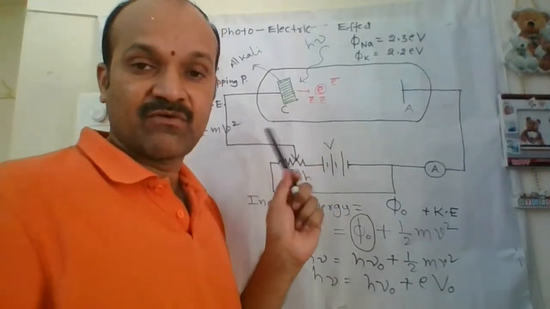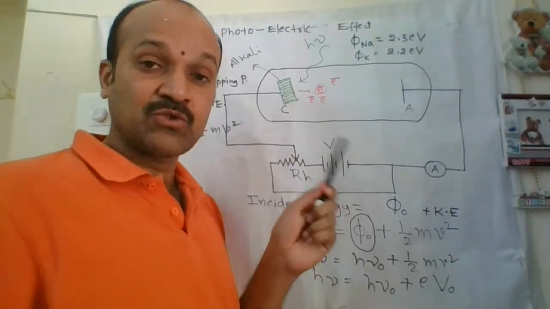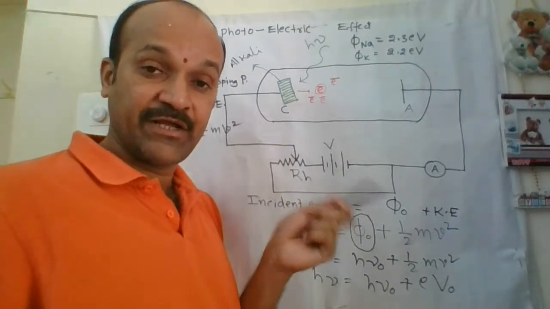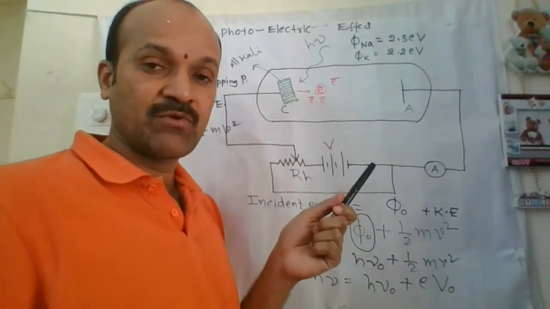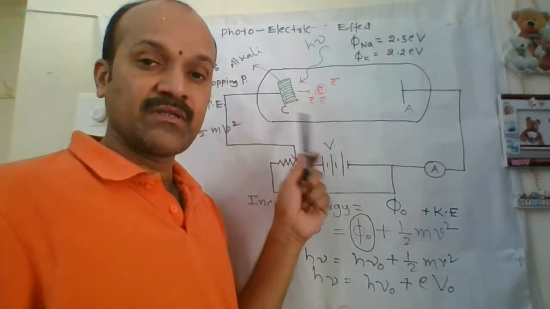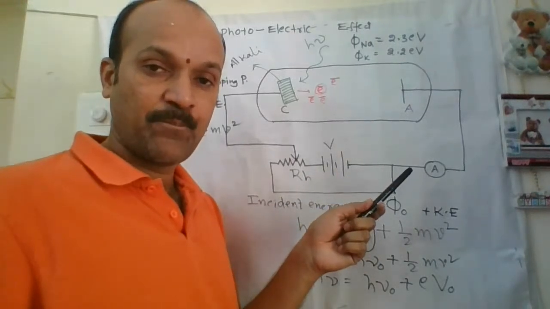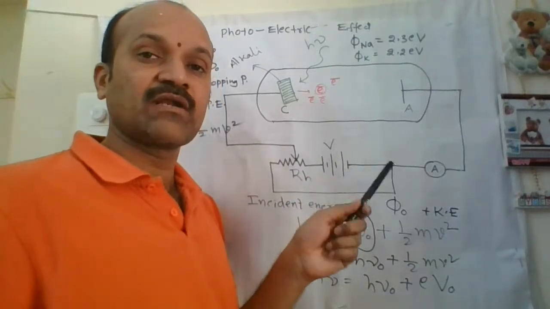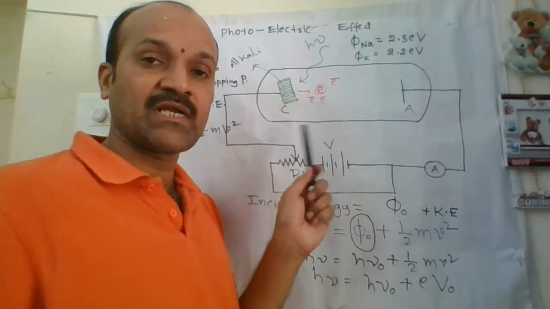The photoelectric effect: what is the phenomenon? The phenomenon in which radiation of suitable frequency, in the visible or UV region, is made incident on alkali metals, then electrons are emitted out from the metal and current flows in the circuit. This phenomenon is called the photoelectric effect. So the experimental setup for the photoelectric effect is this.